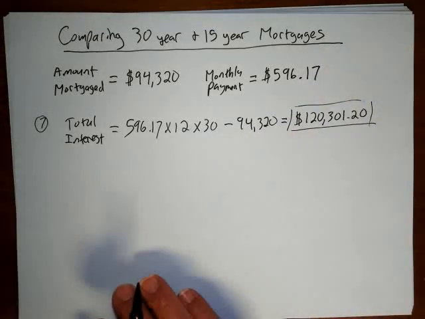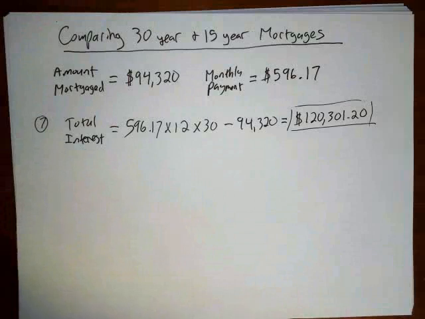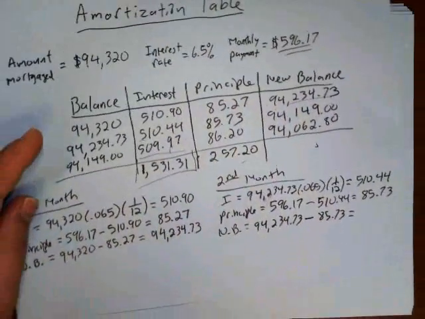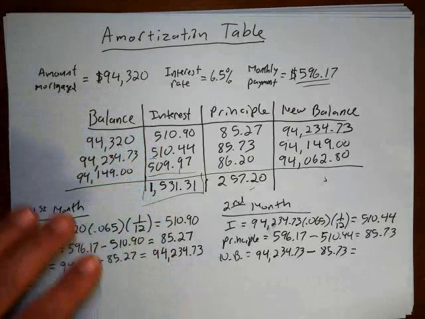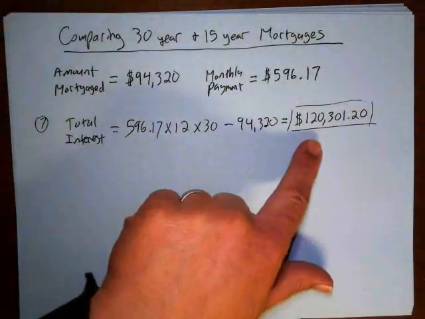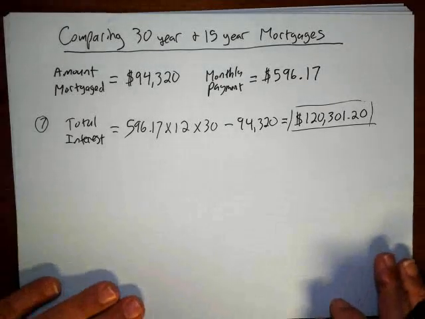In fact, if I actually took my amortization table here, let me bring it out again. If I actually took this table and I added up this column, added up all that interest there, it would actually equal this amount. It would be the total interest. Okay, so that's the total interest for a 30-year loan.